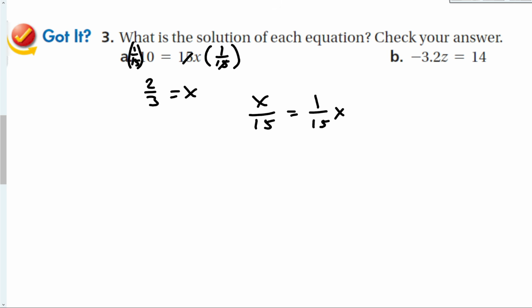Part B is a little simpler, and we can just use a calculator to get this. We divide both sides by negative 3.2. And we get that z is equal to 14 divided by negative 3.2, which is, let's leave it as a decimal since we have decimals in this problem, negative 4.375. Usually if a problem has fractions, you should leave it in fractional form. If a problem has decimals, you should leave it in decimal form and get used to being able to go back and forth between both of them.